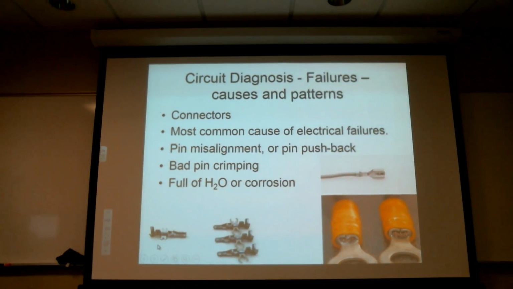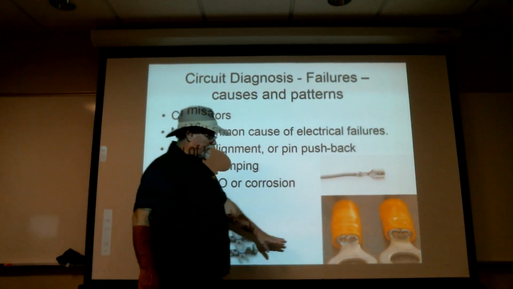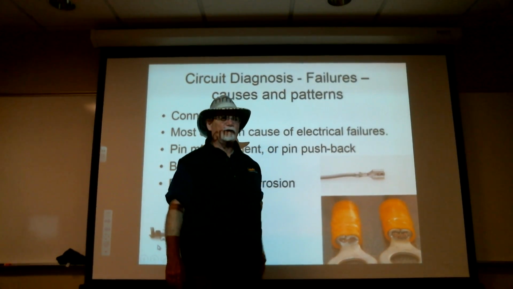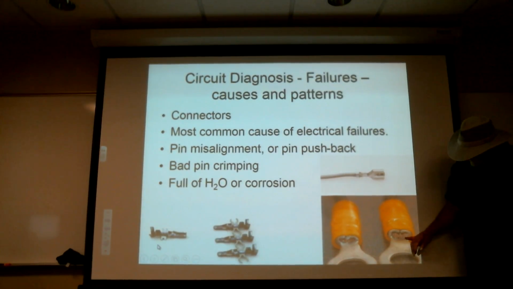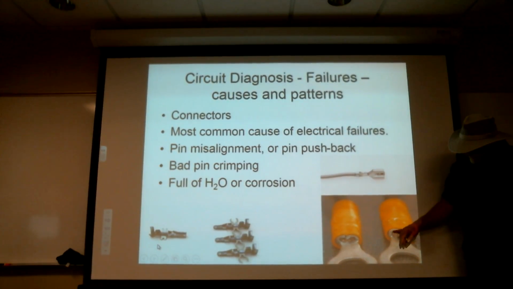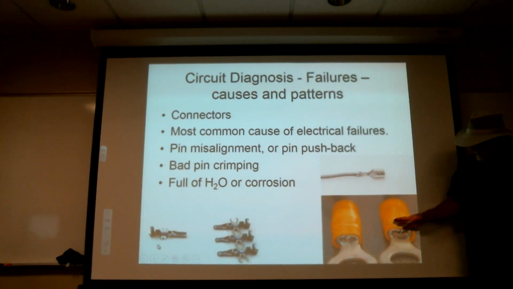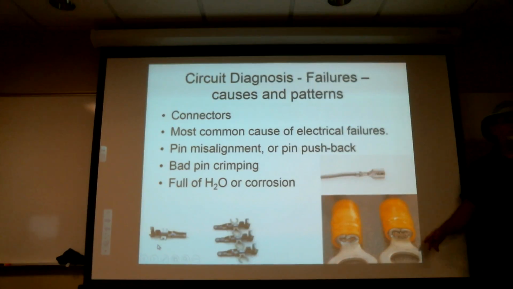Connectors, I've probably made the most money off of connectors. Pin misalignment, pin pushback, bad crimping. Now both of these, I think this is obvious that it's a bad example of crimping. But this one here is too. Not only can you see some corrosion forming, some green forming around here, but this is kind of mashed and spread apart. There's some gapping in here. Water can very easily migrate up into there.